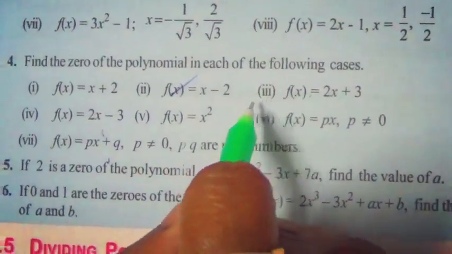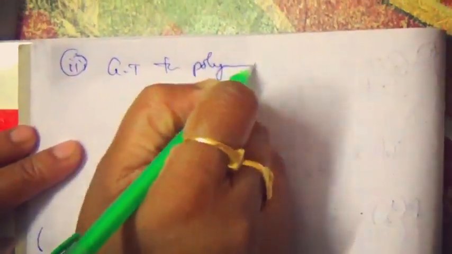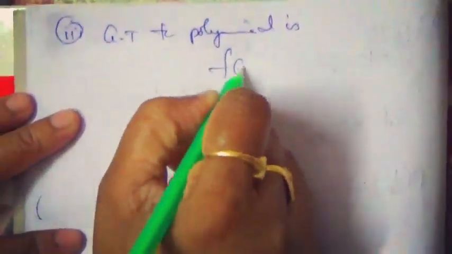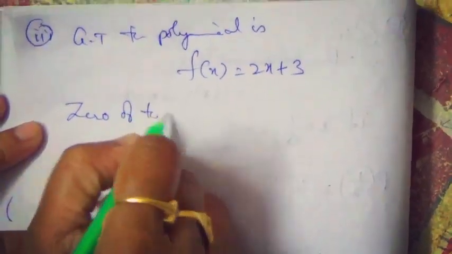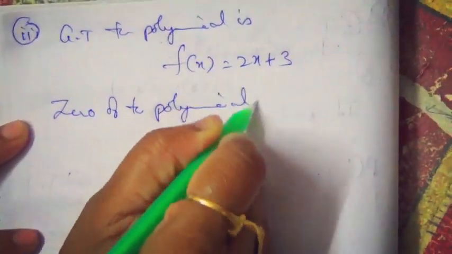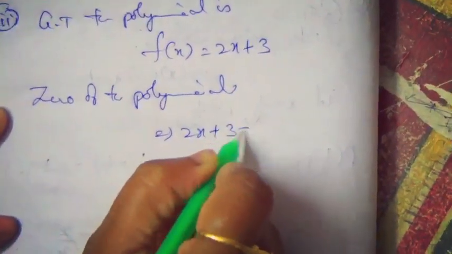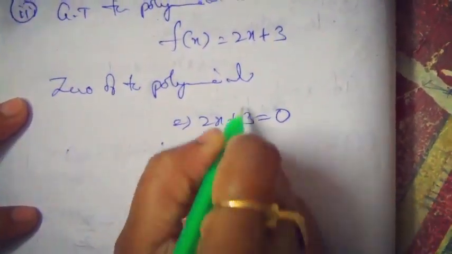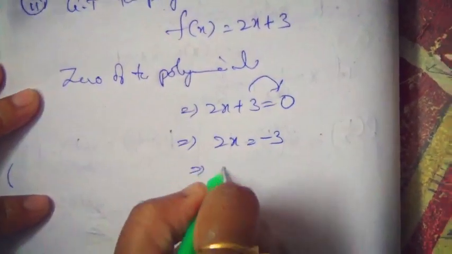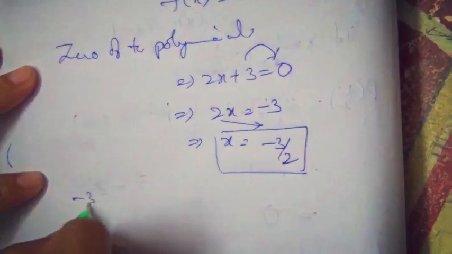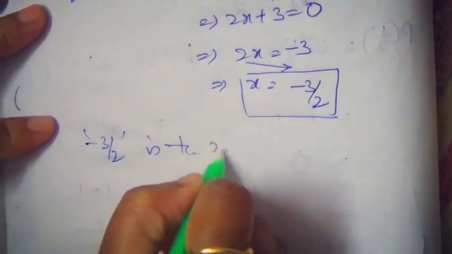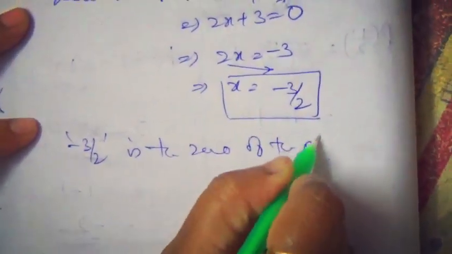Okay, so third sum, that is given that the polynomial is f of x is equal to 2x plus 3. Zero of the polynomial, that implies 2x plus 3 is equal to 0. That implies 2x is equal to minus 3. That implies x is equal to minus 3 by 2. That's it. Here minus 3 by 2 is the zero of the polynomial.